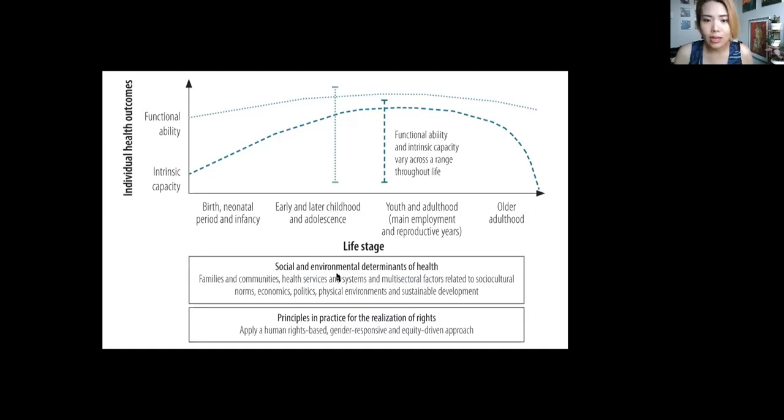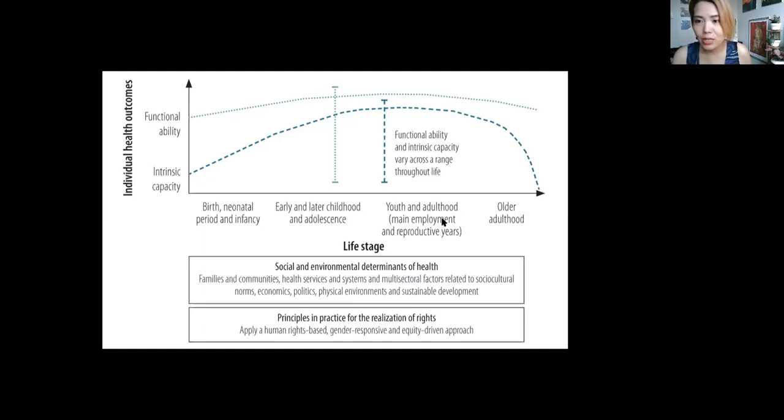Hence, a society that has a full program for people in the adulthood or older adulthood phase will definitely have a better exercise of intrinsic capacity and functional ability compared to a person who is living in a society without support for older adults.